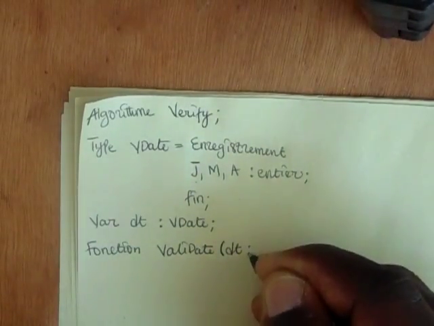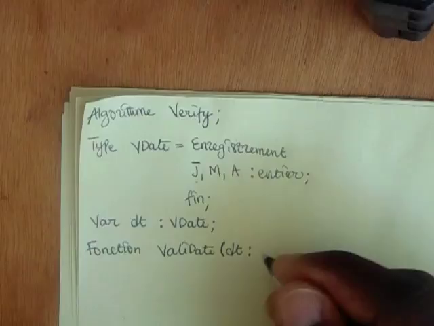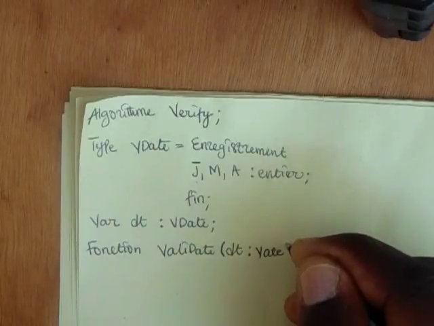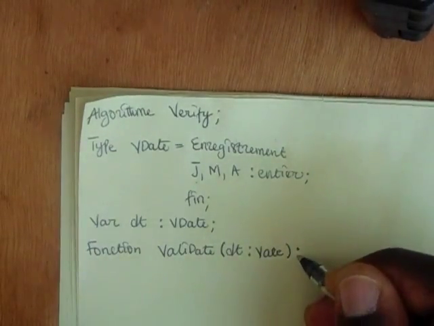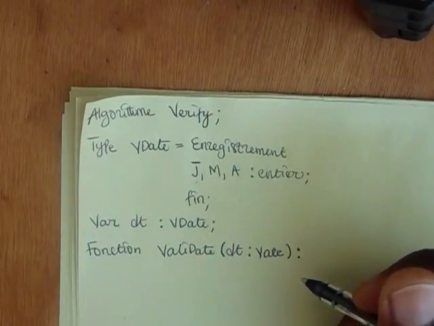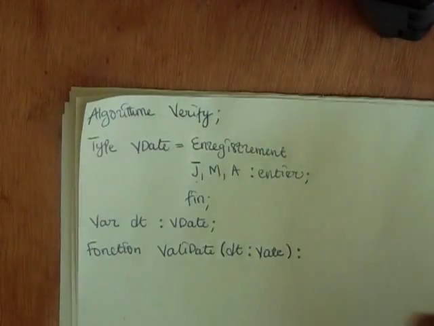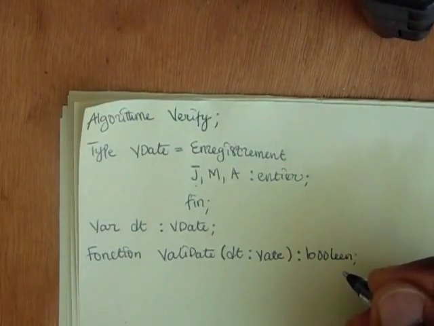So we say dt. What kind of variable is this? It's a vdate variable. So we say vdate. We close this. Now, what type of function is this? The function is a Boolean function. It's a true or false function. Now, it's a Boolean variable, actually. Now, a Boolean variable deals with yes or no, true or false. It just involves two answers. So, it's a Boolean.